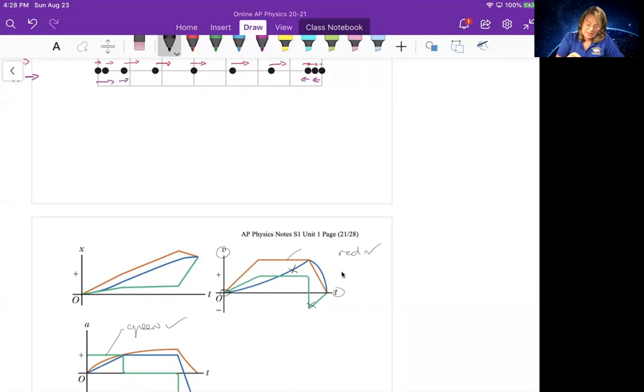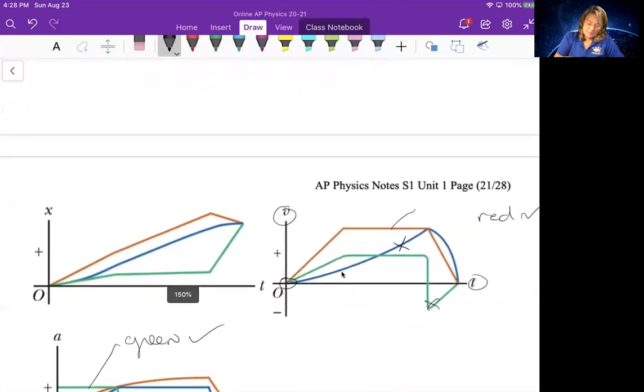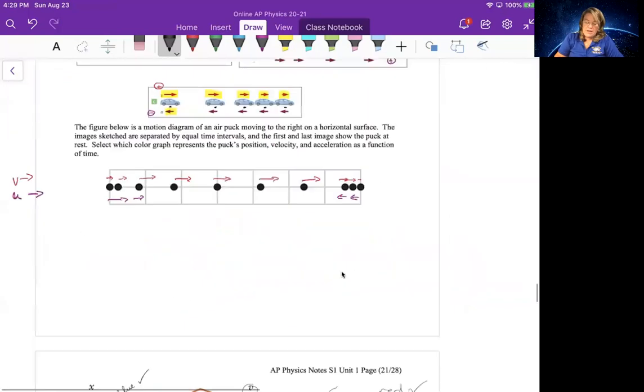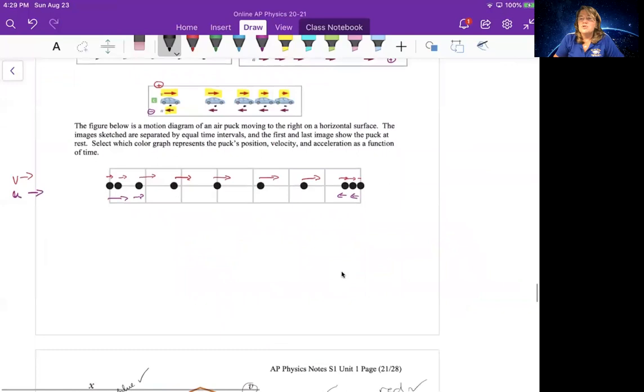Notice that in the beginning, the velocity is changing, and so I have to have some type of curve, and so the blue line is curving. It's kind of hard to see. This is not the greatest example. And then right about here, it flattens off until about there, and then it starts to curve down. So the blue line is correct for the position versus time curve for that particular motion diagram.